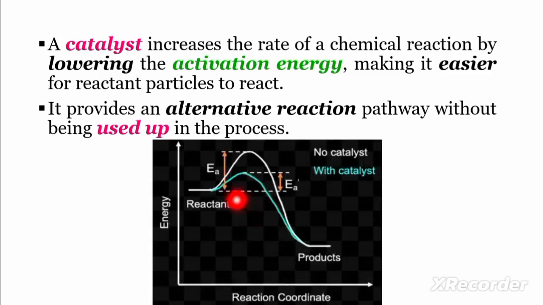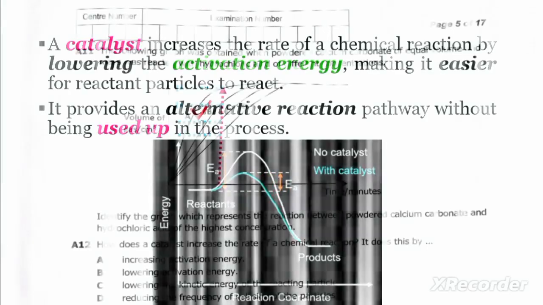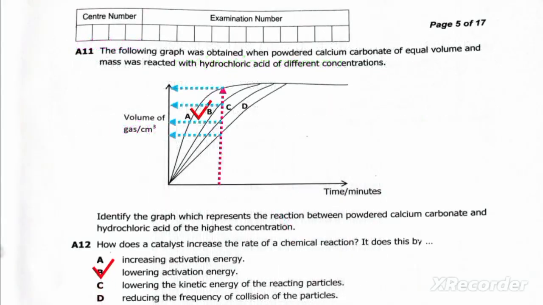Okay, so we have seen the normal activation energy. This is the normal activation energy without a catalyst. After adding a catalyst, the activation energy has been reduced. So no wonder we are saying a catalyst reduces activation energy. So our correct answer is B. It lowers activation energy.